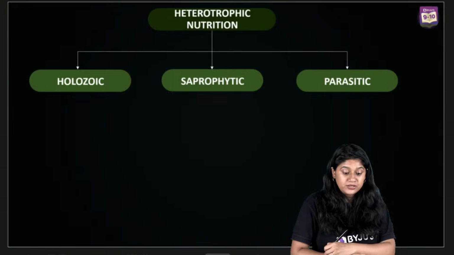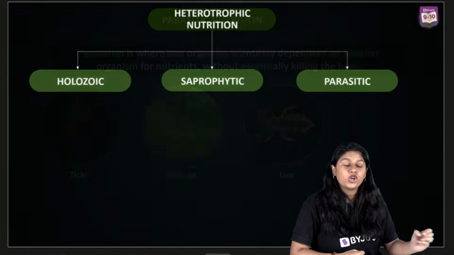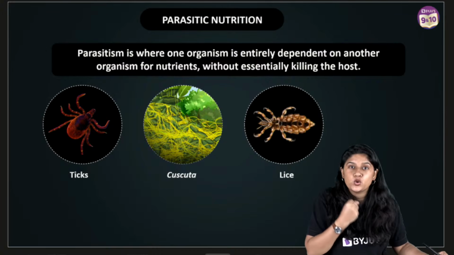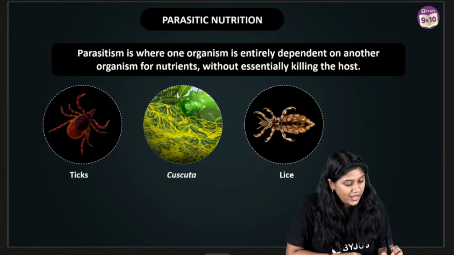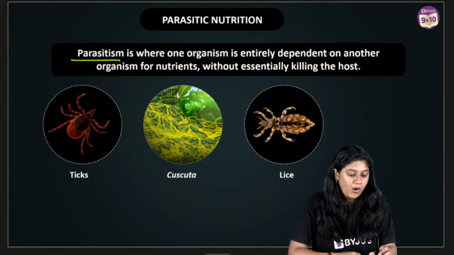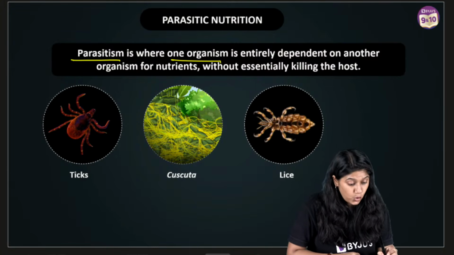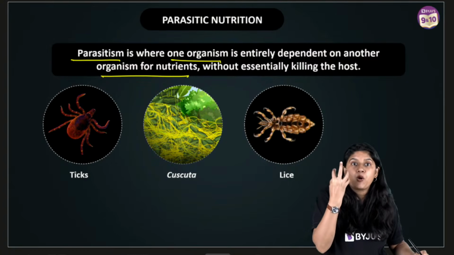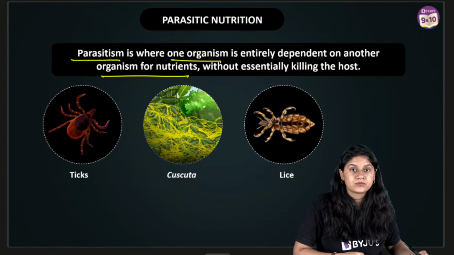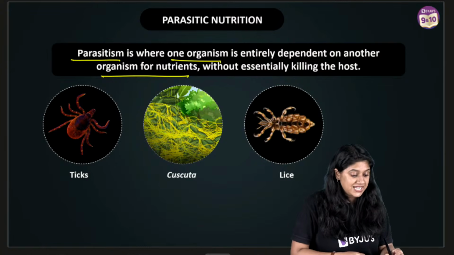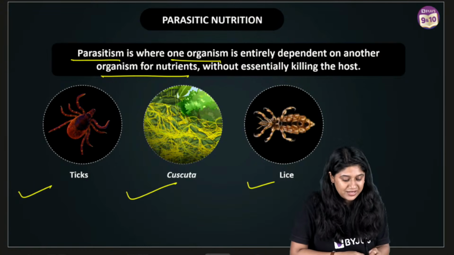Then, last but not least, we have the parasitic mode of nutrition, where these organisms take the food from the host. In parasitism, one organism is entirely dependent on the other, which we call the host, and takes the important nutrients from it. This is definitely not a good thing for the host. We have examples like ticks, the cuscuta plant and lice.